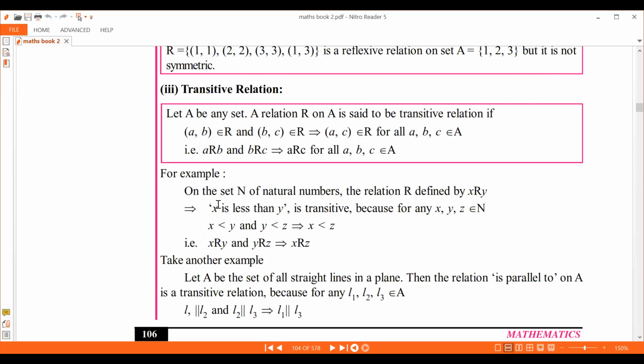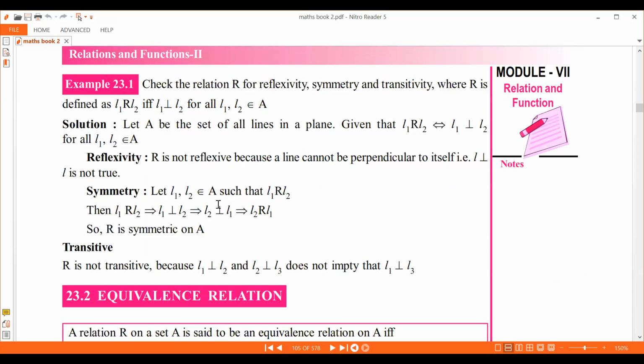Check the relation for reflexivity, symmetry, and transitivity where R is defined as L1 related to L2 if and only if L1 is perpendicular to L2, for all L1, L2 belongs to A. This is what they told.